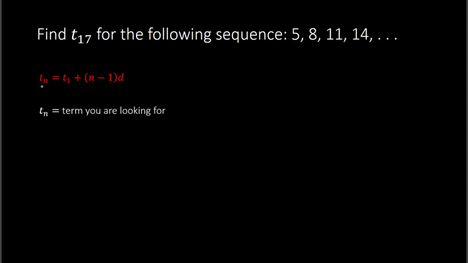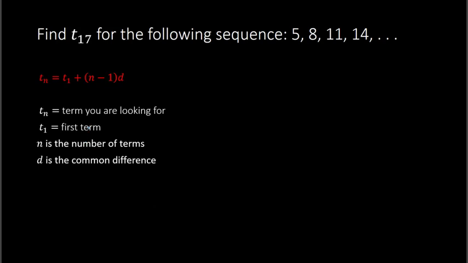So to find the 17th term, or T17, we take the first term, T1. n is the number of terms. So the 17th term means that n would be 17. And then d is your common difference. So when I plug things in, T1 is 5, that's your first term. We're trying to find T17, the 17th term, so n is 17. And the common difference, I'm adding 3 each time. So d would be 3.